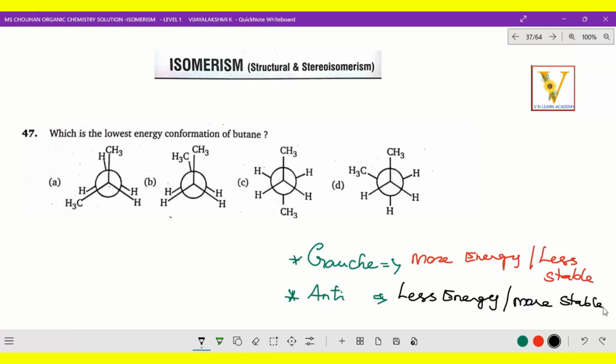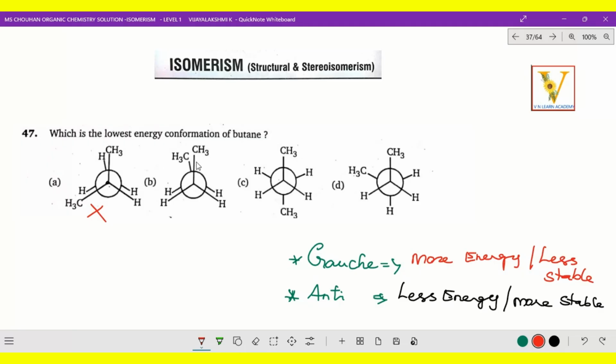See, how do we identify gauche and anti? Come on, let us check. Here we have the front carbon and the back carbon. This is the front carbon and that is the back carbon. In this one, CH3, CH3, H and here H, H, H. No, this will not be applicable at all because it has to be a similar pattern.